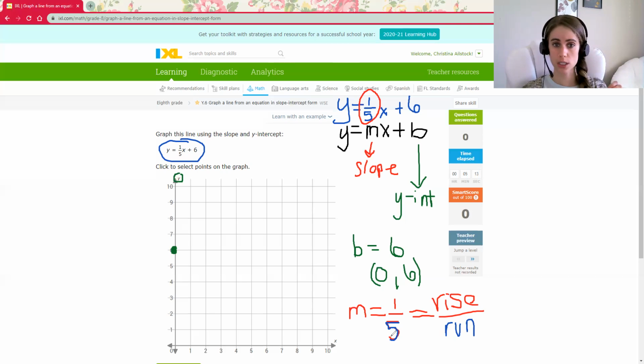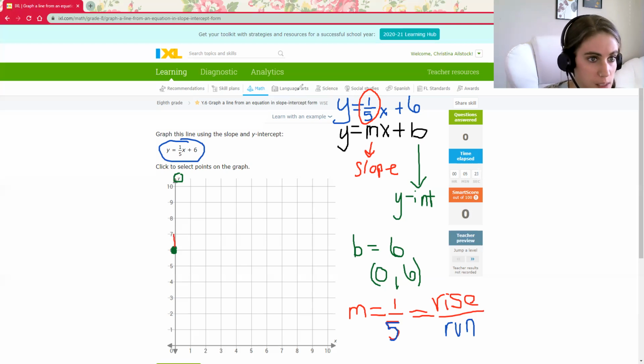So we're going to start from our y-intercept and go with that movement, and that will allow us to create a second point. All right, I am going to rise up 1 space and run 5. 1, 2, 3, 4, 5. And right there is where I can create a second point.